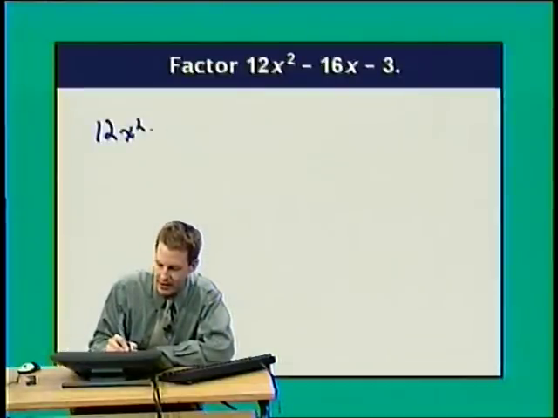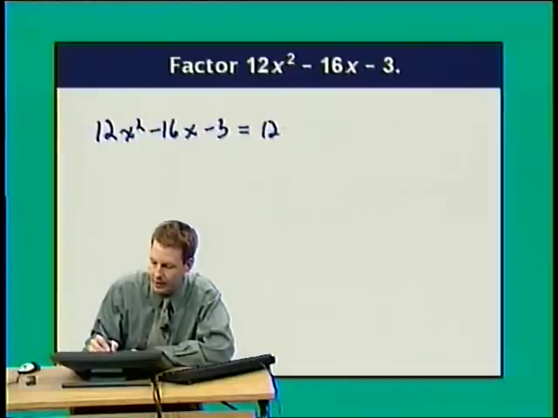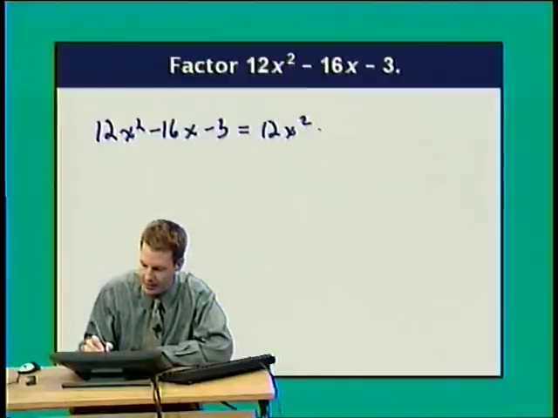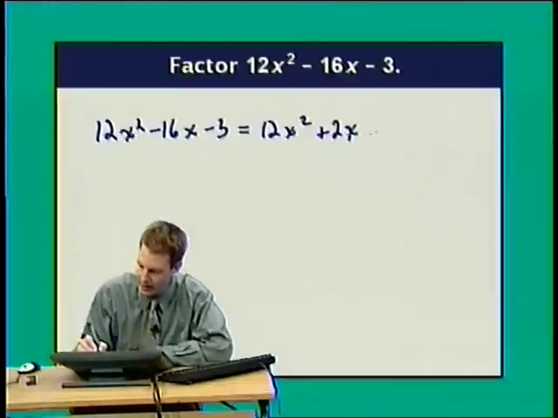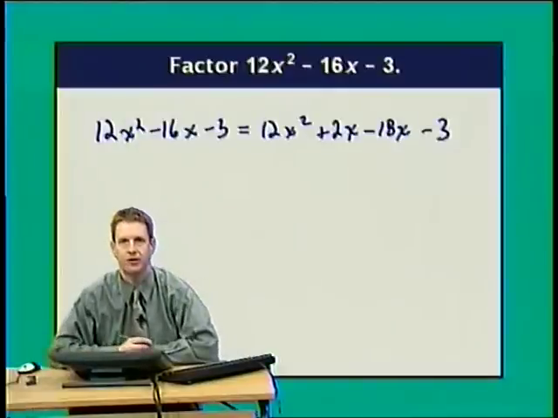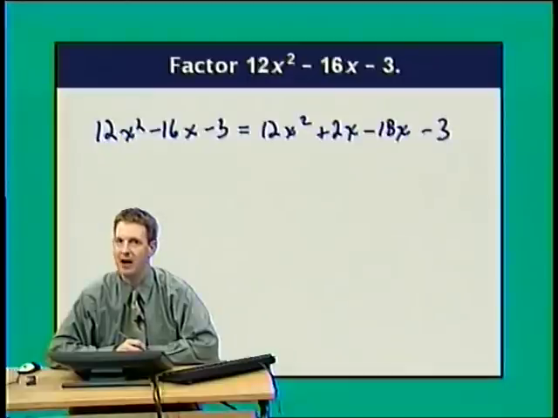12x squared minus 16x minus 3. I'm going to go ahead and take that negative 16 and split it up into plus 2, so I've got plus 2x, and minus 18, so I have minus 18x. And of course I have my constant term. And it's always a good idea to check as you go along. And if I simplify 12x squared plus 2x minus 18x minus 3, I do indeed get the original trinomial.